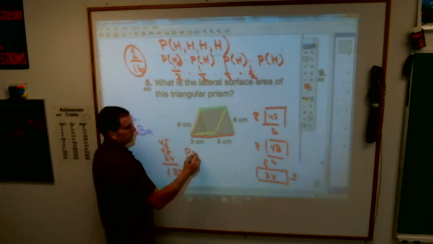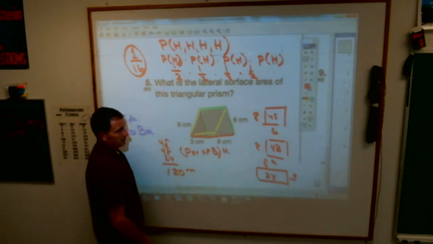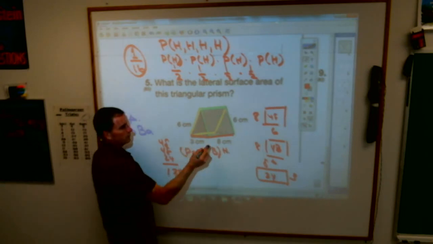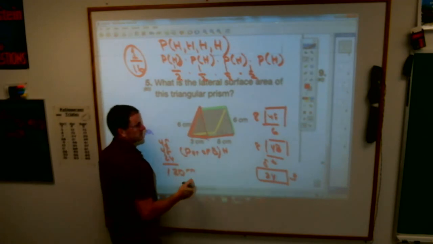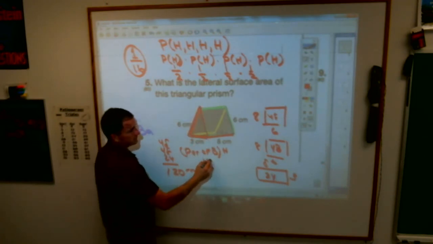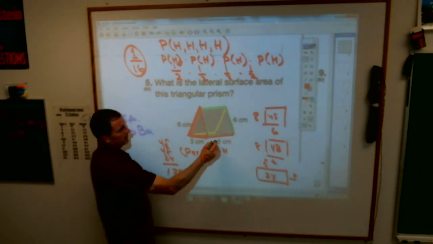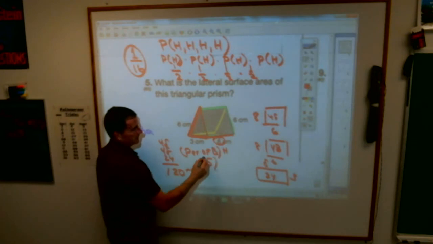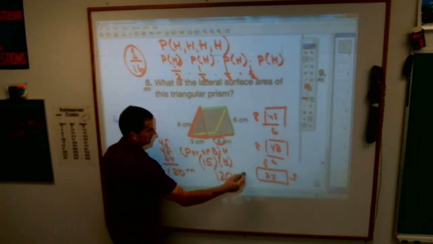You could have taken the perimeter of the base and multiplied it by the height. Remember we said the base was the triangle. What is the perimeter of the triangle? 3 plus 6 plus 6. You do that in your head. 6 plus 6 is 12. You get 15. And then remember, when you set it on its base, I have to flip it here. The height would be 8. And guess what 15 times 8 is? 120 centimeters squared.